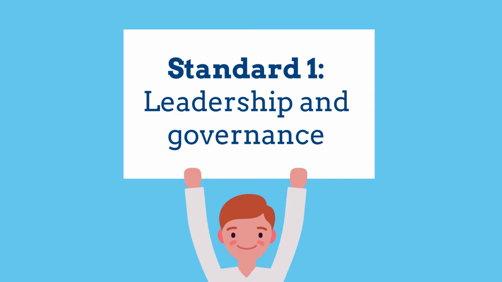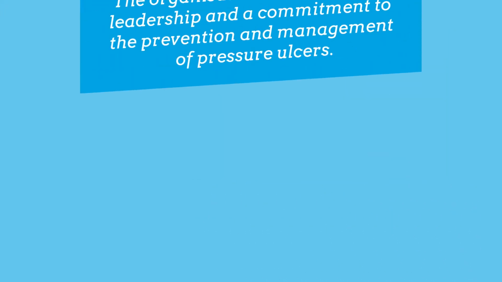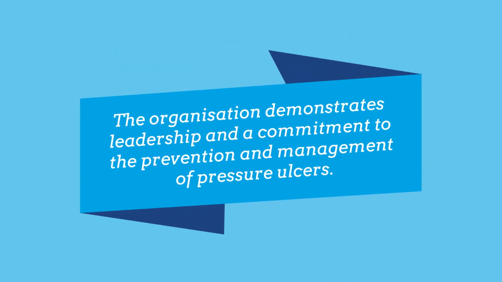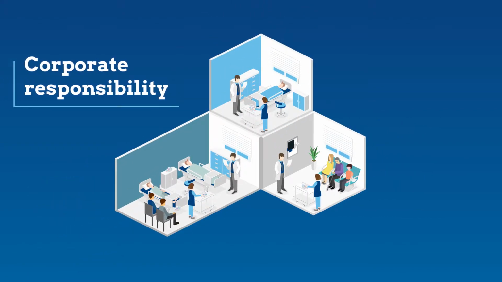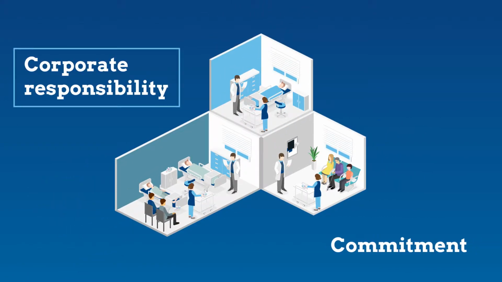Standard 1. Leadership and governance. Can your care home demonstrate leadership and commitment to the prevention and management of pressure ulcers? Your care home should have a designated lead person for pressure ulcers. Who this person is will depend on the size of your care home or organisation. For example, larger providers may have a designated lead as well as other staff in each care home, whereas a single provider may have a link nurse lead who links into the local community nurses or a tissue viability nurse.